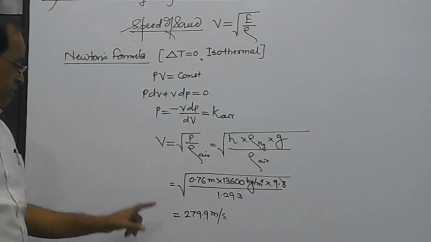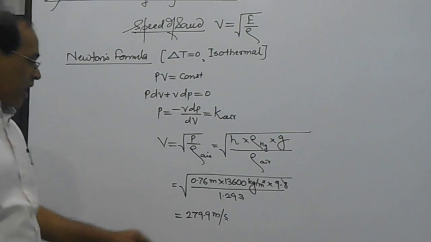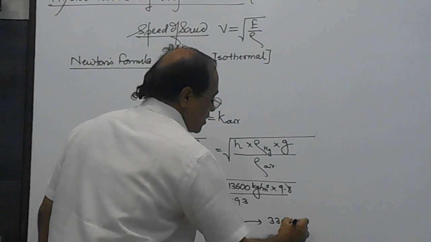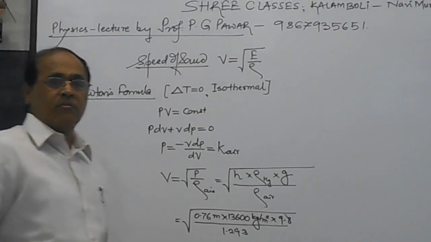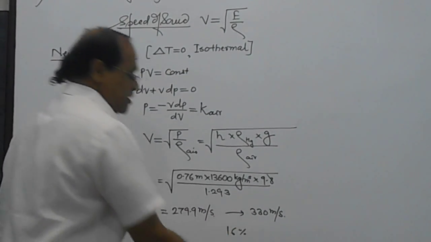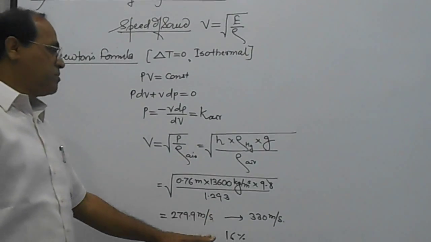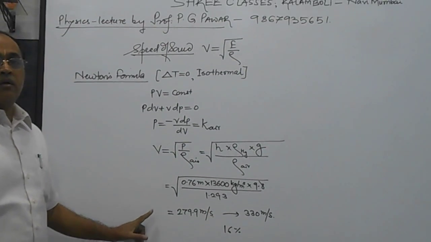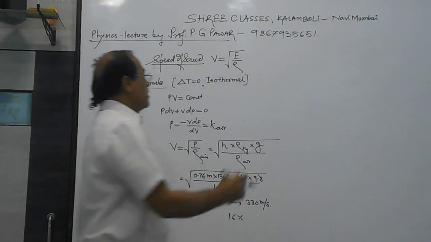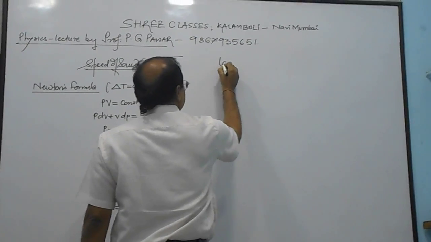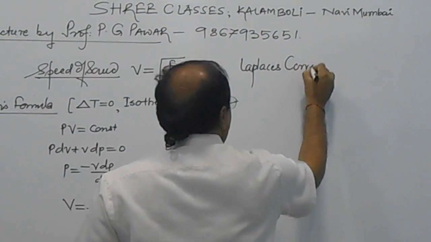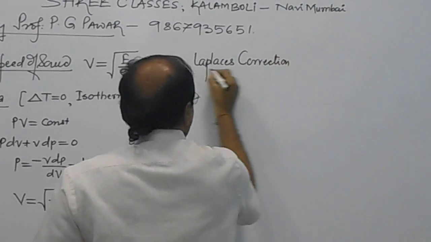By Newton's formula this value we got, but the actual value is different. It is about 330 meter per second, meaning there is about 16% difference. This difference was definitely because of something wrong in the formula or something wrong in the assumption you made. Later on, Laplace did the correction in this formula. It is a very intellectual matter.